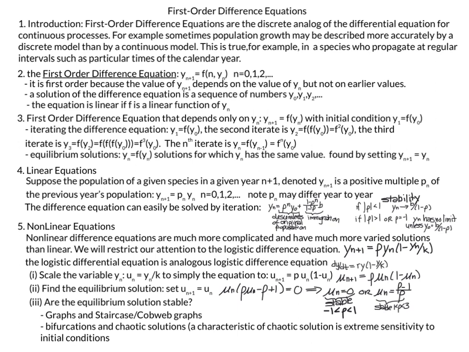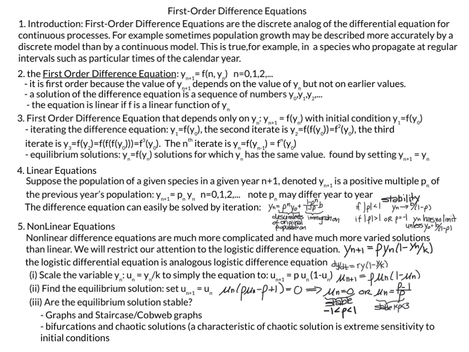A solution of the difference equation is a sequence of numbers, so you have y, the population at different discrete points in time, and the equation is linear if f is a linear function of y_n. We're going to further narrow down which first-order difference equations we will look at, and we will only look at those that depend only on y_n. So now y_{n+1} is equal to f(y_n). It only depends on the previous generation, and we have our initial condition, y_1 is equal to f(y_0). So we do something called iterating the difference equation to find our next term.